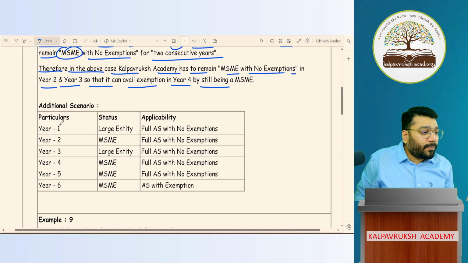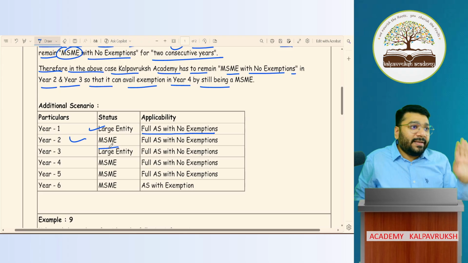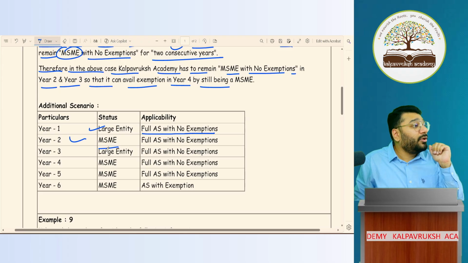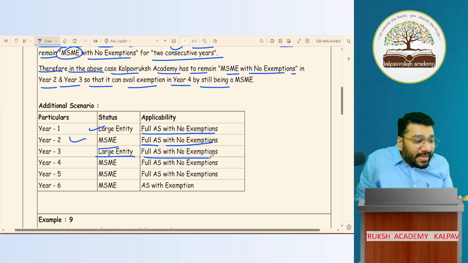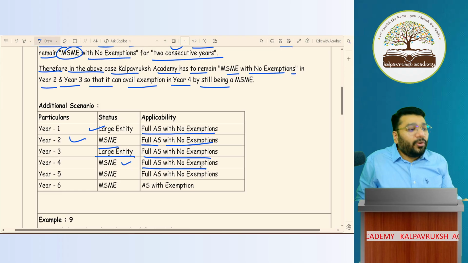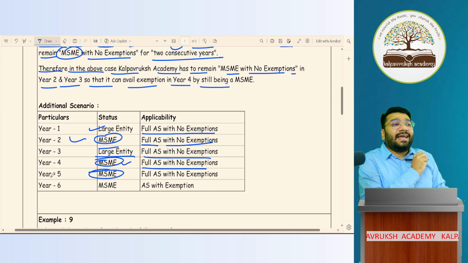Next scenario. Year 1 large entity, full AS with no exemption. Year 2 MSME, exemption is there, but can I take exemption? No. So I have to do full AS with no exemption. 3rd year large entity again, full AS with no exemption. 4th year MSME, full AS with no exemption. Now you can't say this is year 1 and this is year 2. So from year 3 onwards I will not yet be availing exemption.